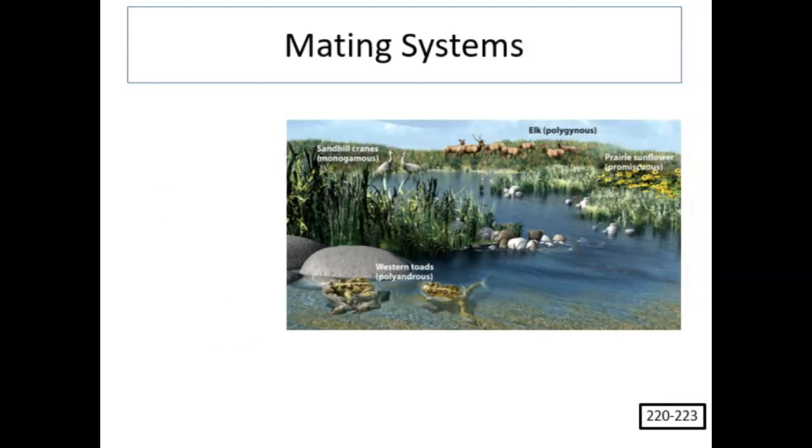All right, other sorts of social systems we're going to look at. We're going to start with polygamy.